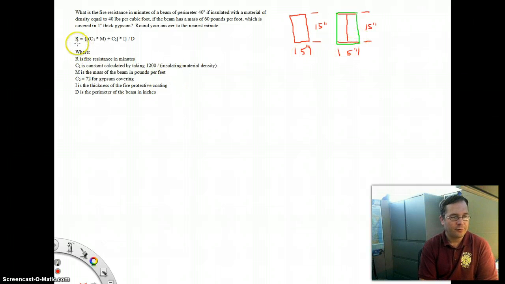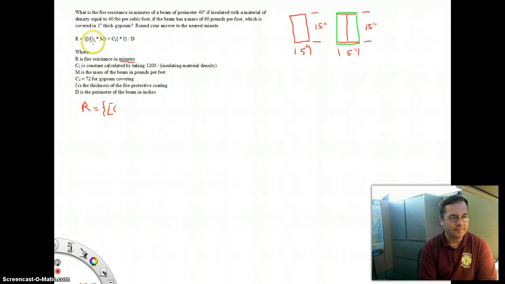Now, the formula is going to calculate the fire resistance of the beam in minutes. So that's what we're trying to get to, is some number of minutes. So if I write the formula out here, R is what we're solving for in some number of minutes. And you'll notice that we have several sets of brackets here, and that's because order of operations becomes important in this calculation. So we're going to redraw the brackets just as you see them in the formula.